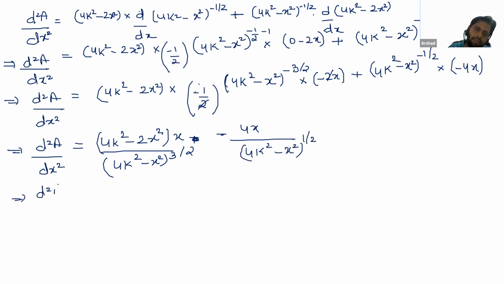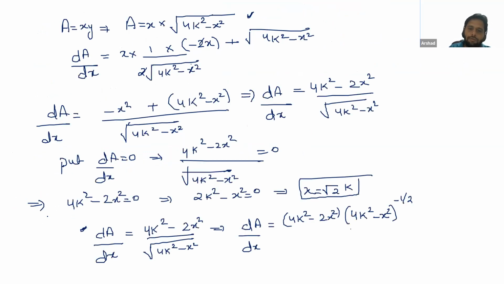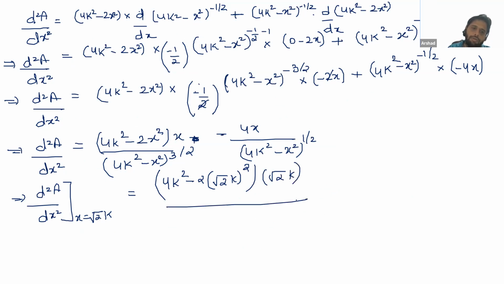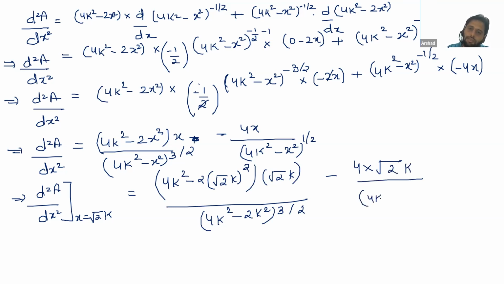Now put in the critical point in d square A by dx square. What is the critical point? x is equal to root 2k. Okay, x is equal to root 2k. So this is equal to 4k square minus, if you put this value here, 2 root 2k whole square, into root 2k, and the denominator you have 4k square minus 2k square to the power 3 by 2, minus 4 into x, which is root 2k, over 4k square minus x square, where x square is 2k square, to the power half.